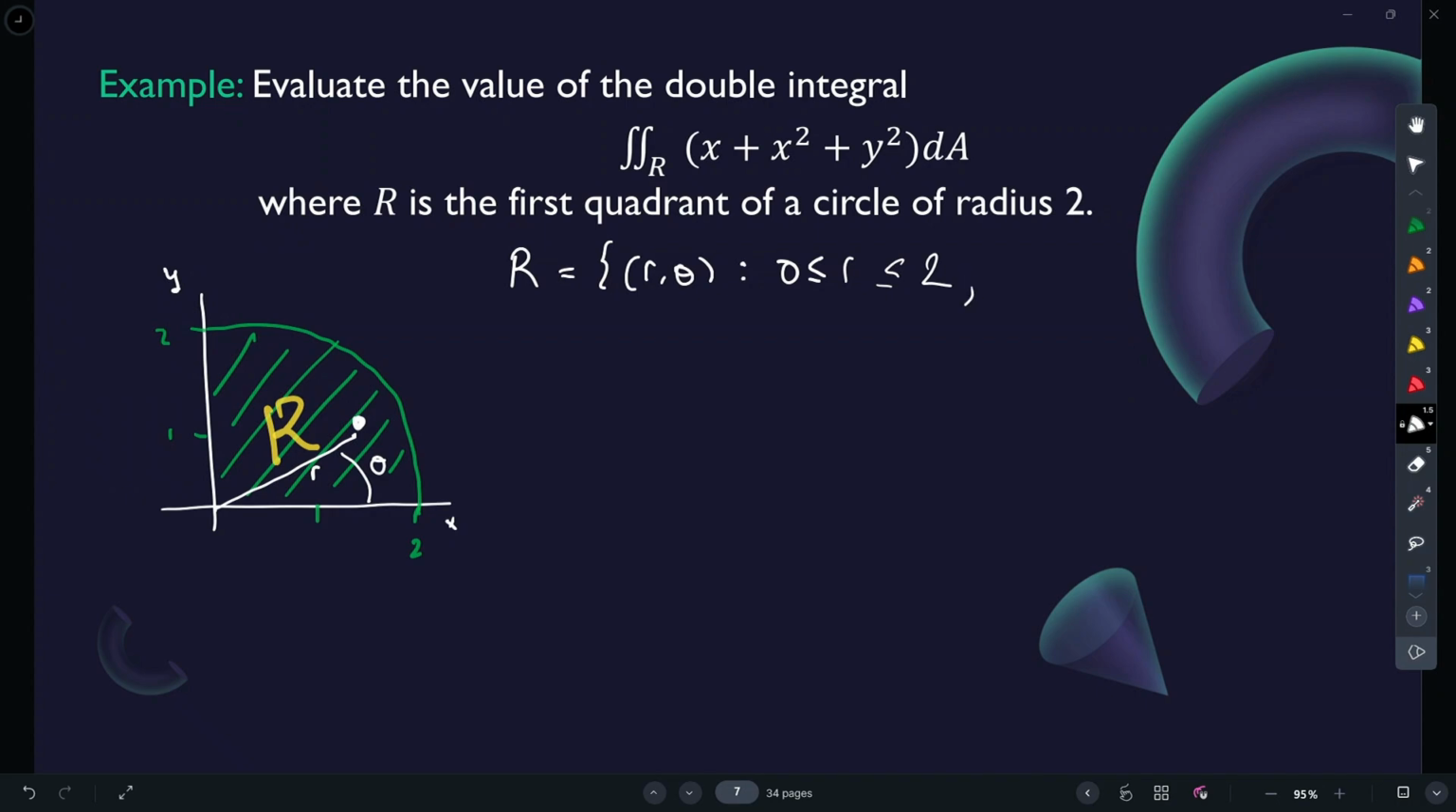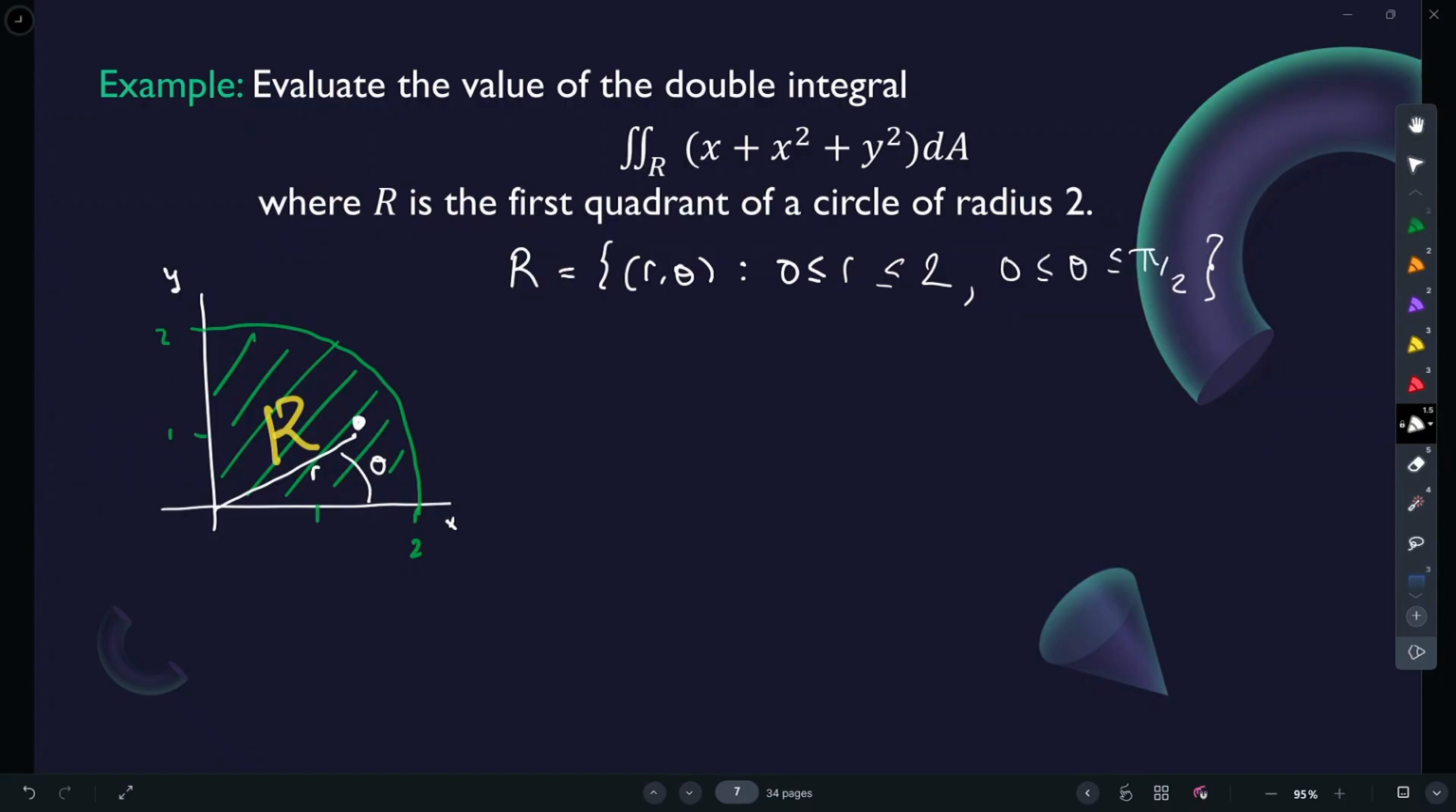And what are the bounds for theta? 0 to pi over 2. I just have to see the points, what kind of angles I can get. Here I get angle 0. Here I get angle pi over 2, but I don't have any other angles. So the angle can be anywhere between 0 and pi over 2.